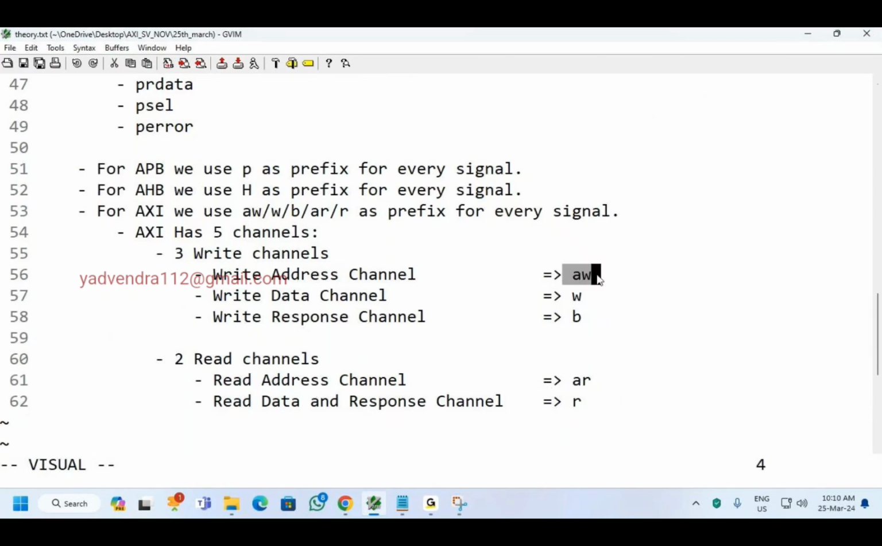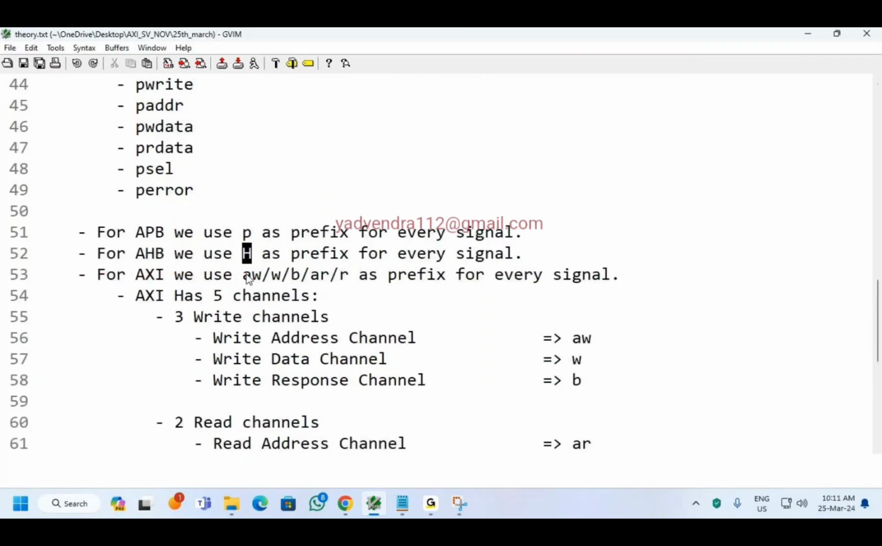If I see AW, I can directly tell that it belongs to the write address channel. If I see W, it is the write data channel. If I see B, it belongs to the write response channel. If I see AR, I can understand it belongs to the read address channel. If I see R in front of any signal, it belongs to the read data and response channel. So for APB we have P, for AHB we have H, for AXI we have AW, W, B, AR, R.